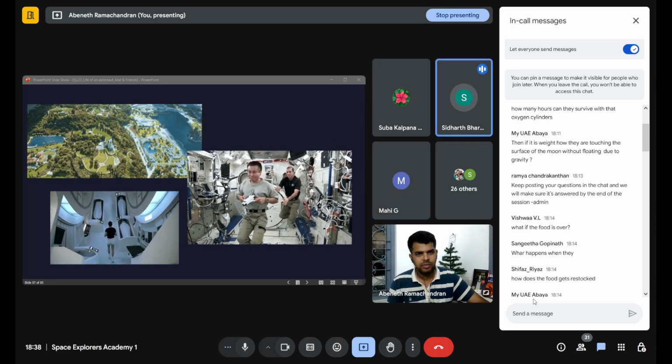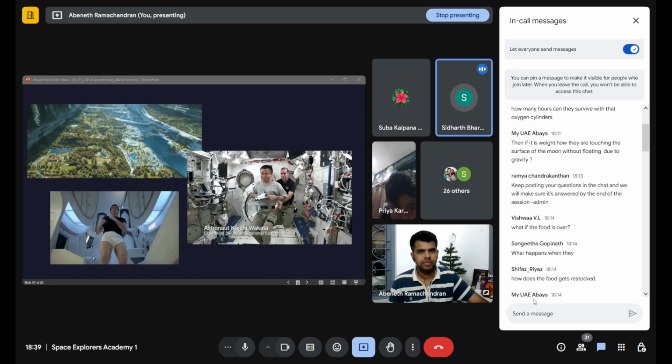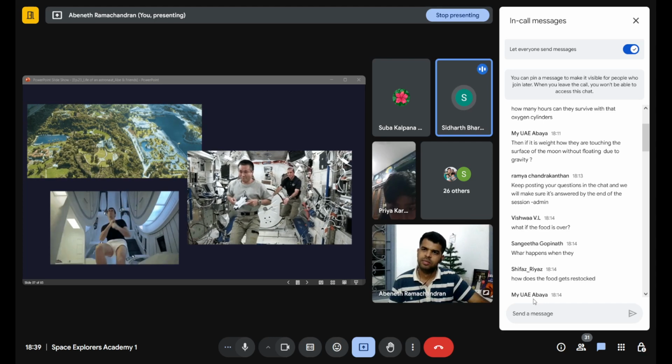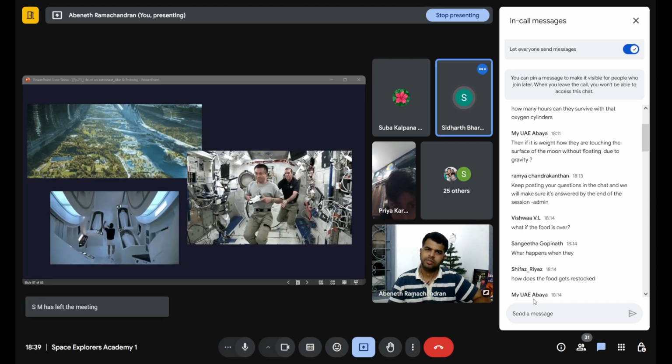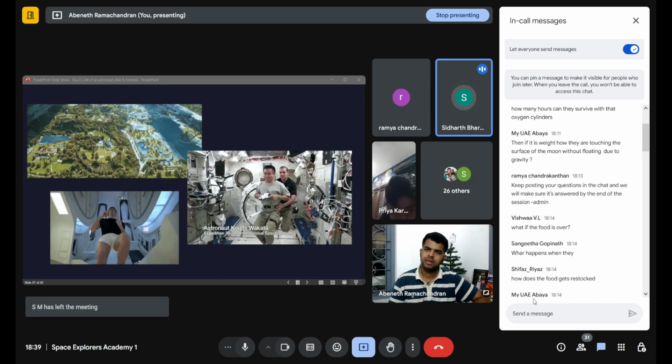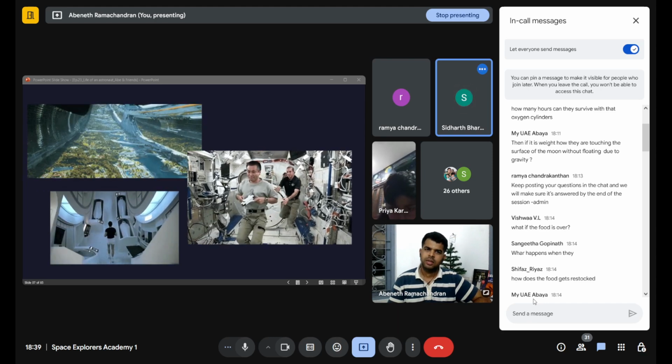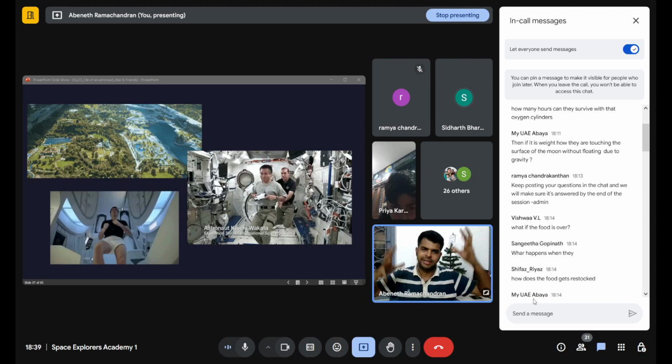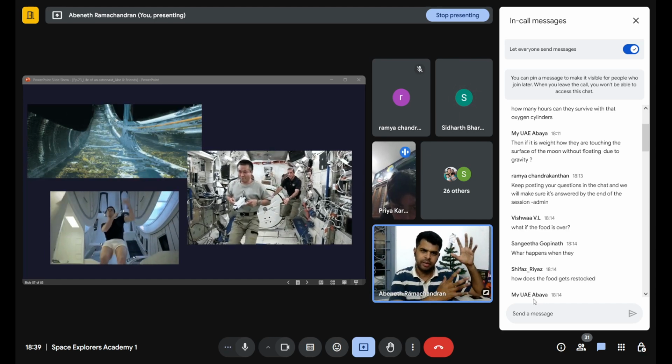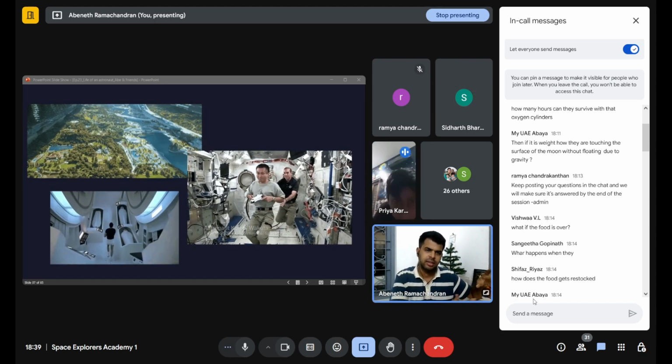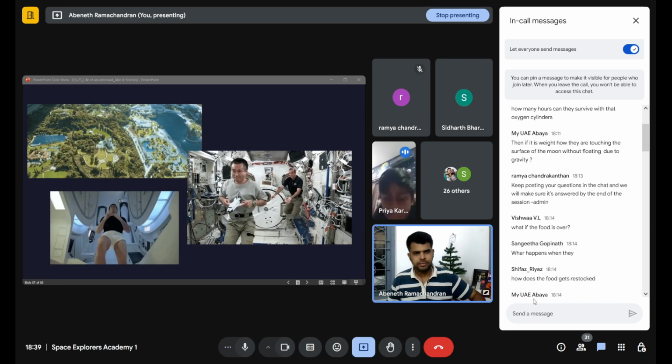Sir, in outer space, no oxygen will be there. How can the International Space Station have oxygen, sir? They have separate oxygen cylinders. They have oxygen making cylinders inside.